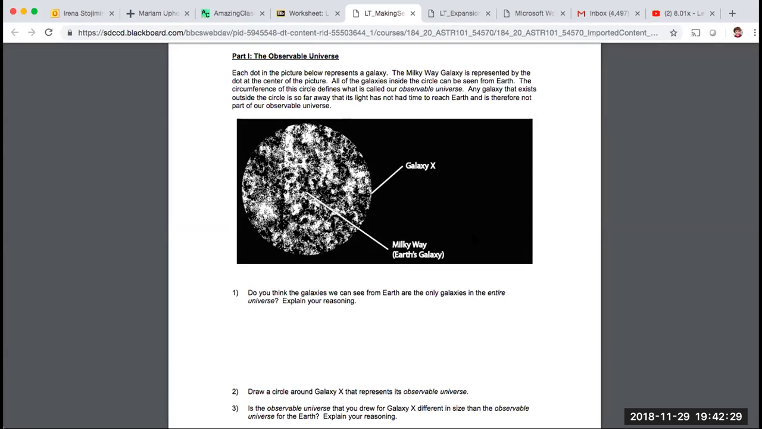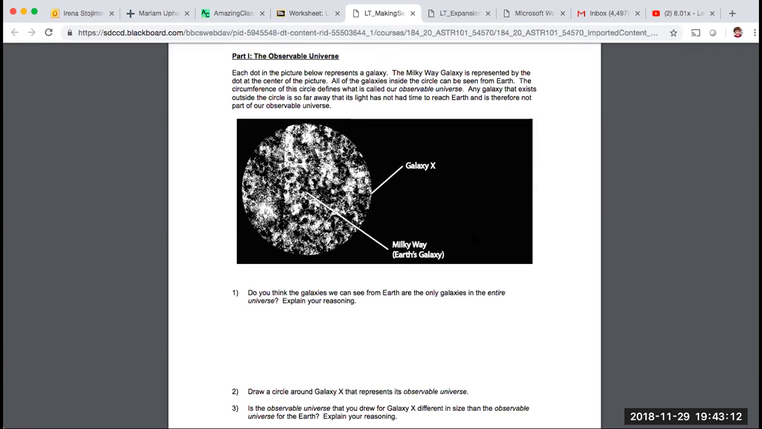So number 1, I would say no, because there are other galaxies whose light hasn't had time to reach us. Also, the age of the universe is about 13.7 billion years, so everything with a look back time of 13.7 billion years has reached us, right? But those galaxies are much further out from us right now than 13.7 billion light years, right? Does that make sense?